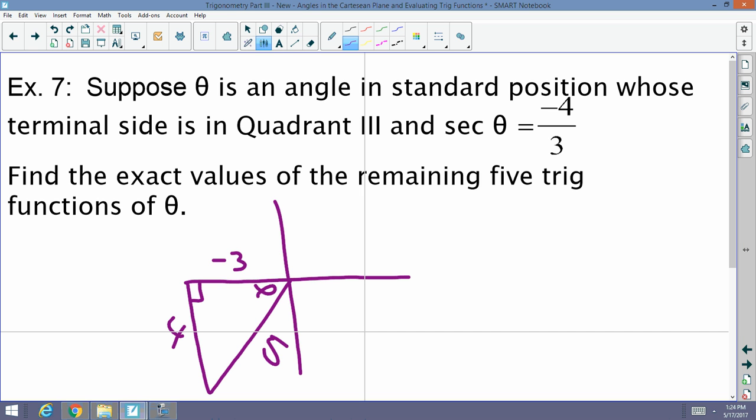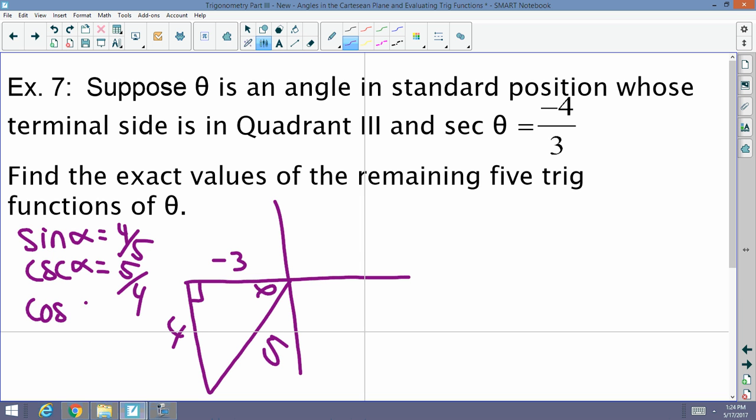So now, what's the sine, guys? Opposite over hypotenuse, 4/5. What's the cosecant? Hypotenuse over opposite, 5/4. What's the cosine? Adjacent over hypotenuse, which is negative 3/5. The secant they already gave you.